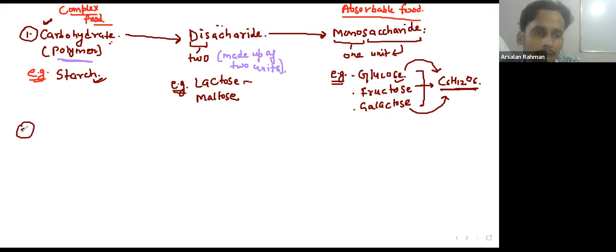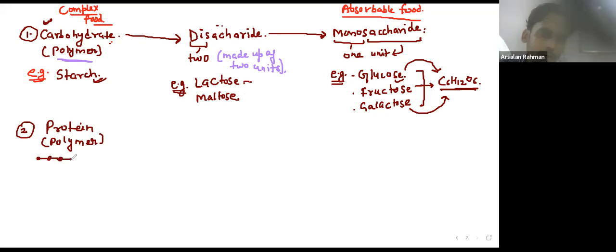Now we will talk about the second complex food, which is protein. So protein is what, beta? Protein is a polymer. Polymer means made up of very long units.